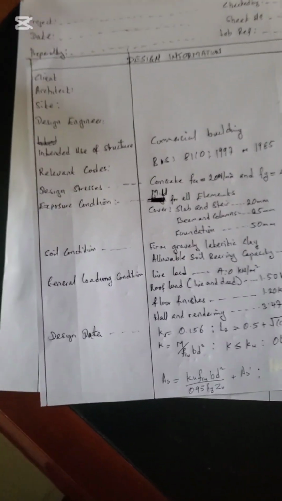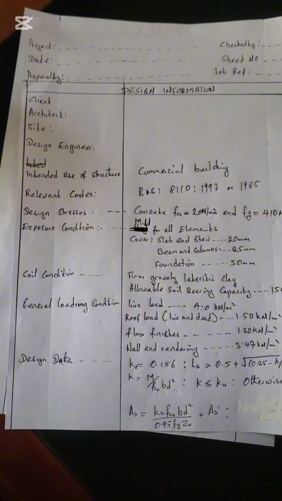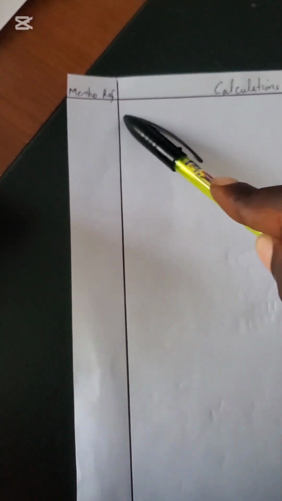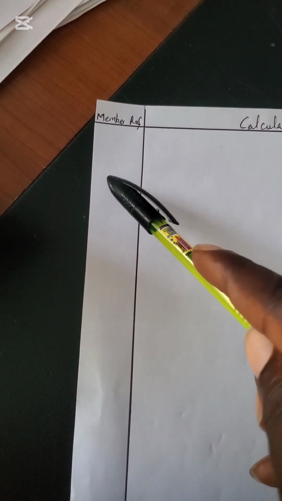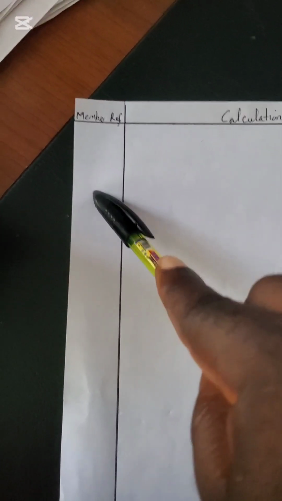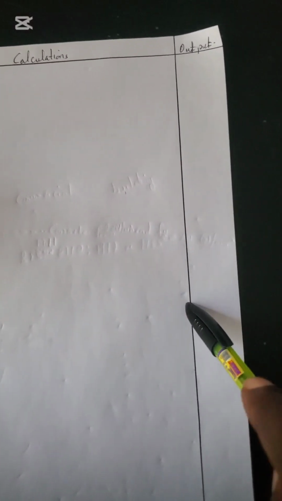After you must have gotten all these, you now move straight to your calculation sheets, where you prepare your calculation sheet like this. First, you have your member reference. If you are designing the slab, you put the slab here. We talked about paneling, so any panel you are working on, you put the panel number here. Then your calculations will be shown here. Then your output. After designing everything, if it is 12 mm you are to provide, and the spacing, you will state them here.